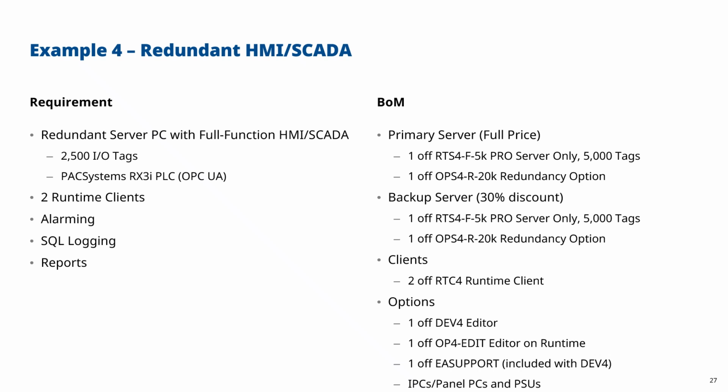So 2 keys, primary server, backup server, and then for the clients, that would be an additional 2 keys or licenses, each consisting of RTC4, which is the runtime client. So again, quite straightforward, primary server, backup server, and then clients, and then options if you want to add them, and these are the same options as we had before. So again, quite simple to quote, and because we've got this part number arrangement, it's very straightforward.